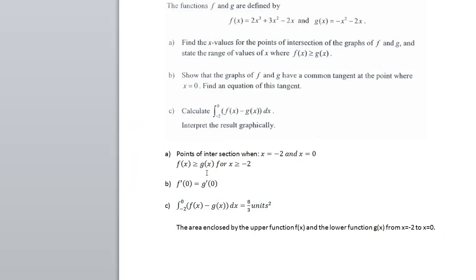So the answer would be something like this. f of x is greater than or equal to g of x for x greater than or equal to minus 2.